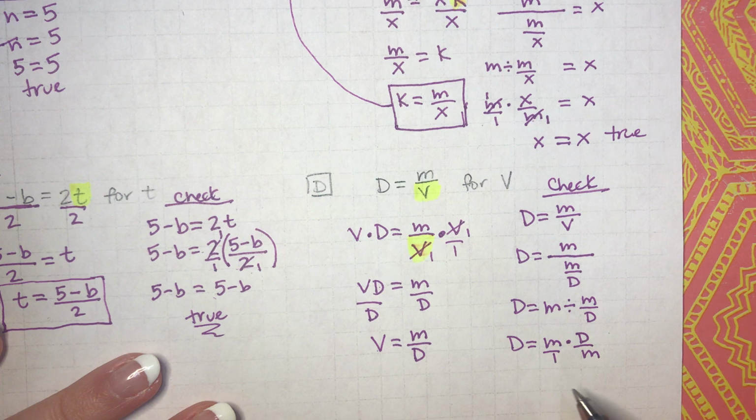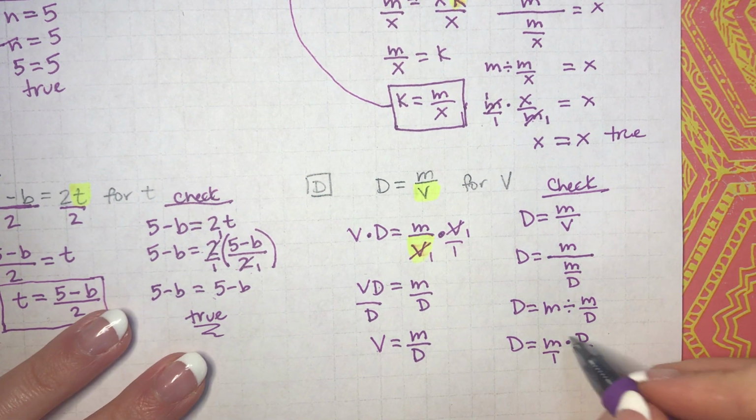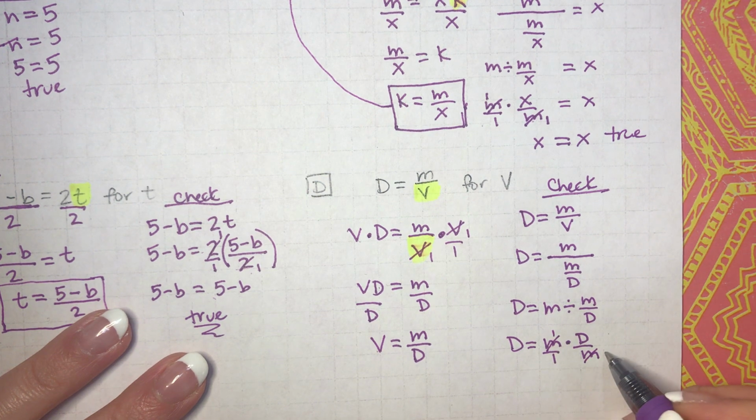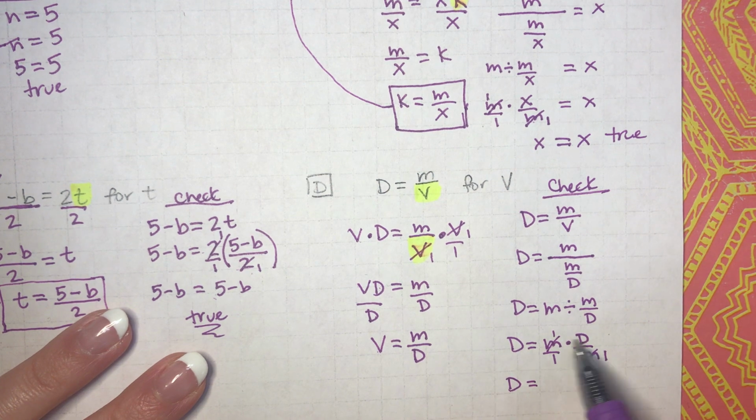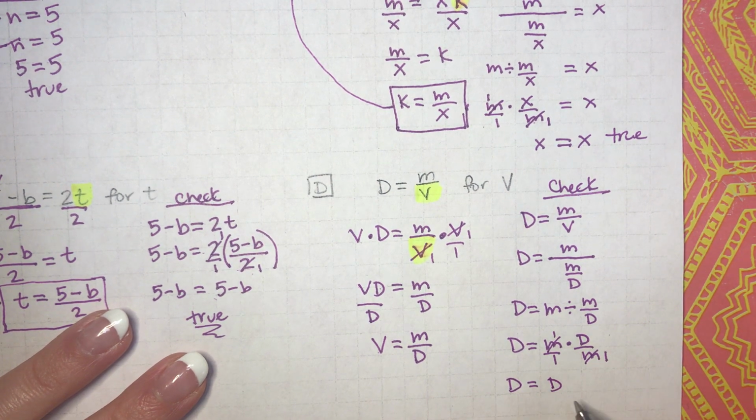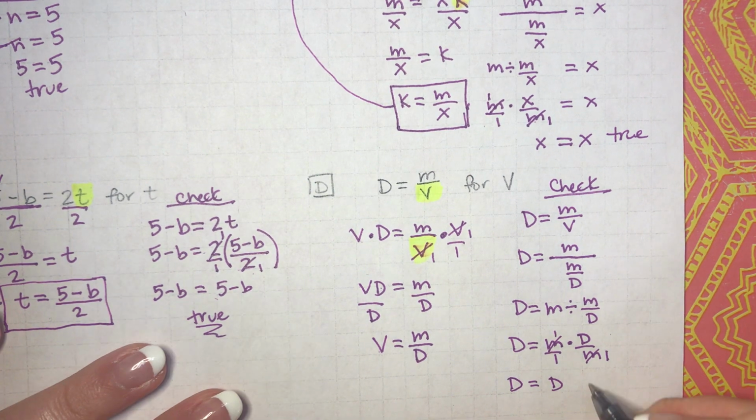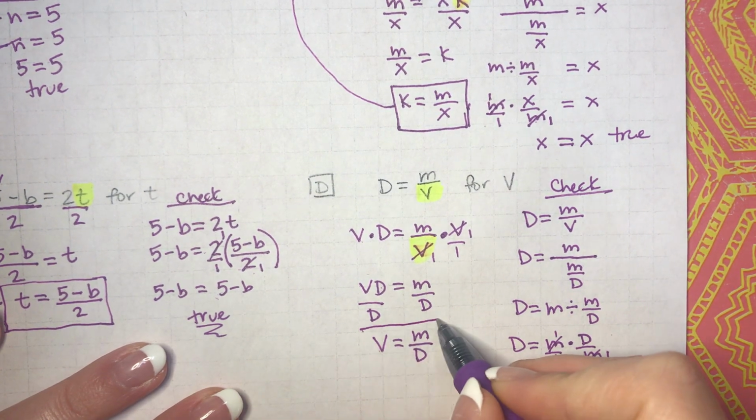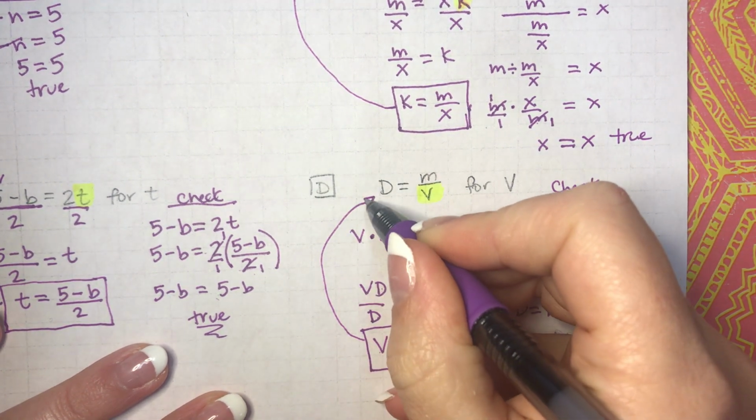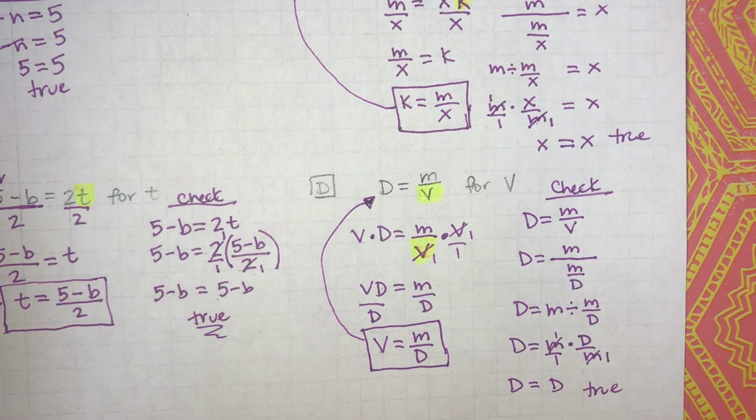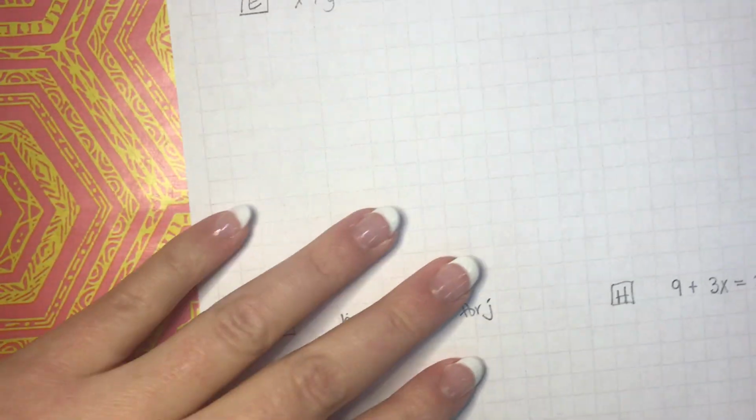We can't do anything with the 1 and the D, but does M and M have a common factor? Yes, it does. M goes into M one time, and M goes into M one time, and then we multiply across. We have D over here on this side, and then 1 times D is just D. Over 1 times 1 is just 1, and D over 1 is the same thing as D. So this is true, which means our solution right here is the solution to this literal equation. Perfect, perfect.